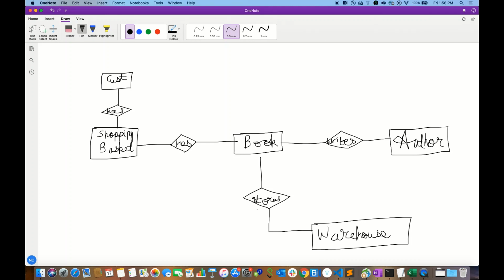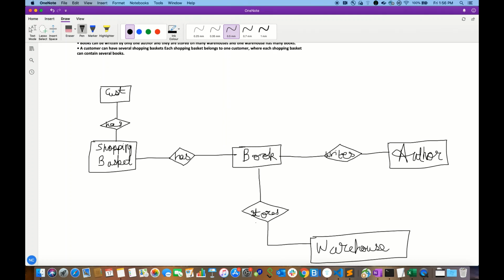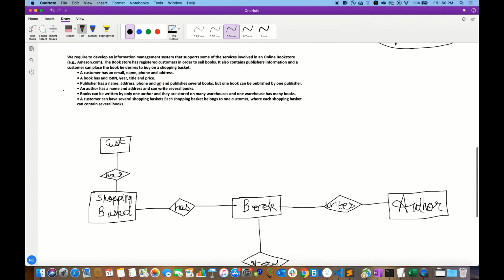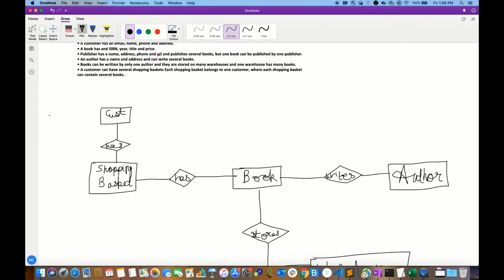So now I think I have described all the relationships, and after describing the relationships, now we need to identify the attributes as well as identify the primary keys. So let's begin with the customer. Customer has an email. Each email should be unique, so email might be the primary key. Email can be a primary key, so let's keep it as a primary key.